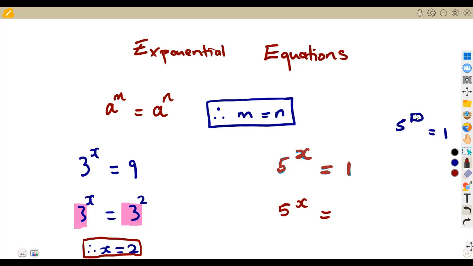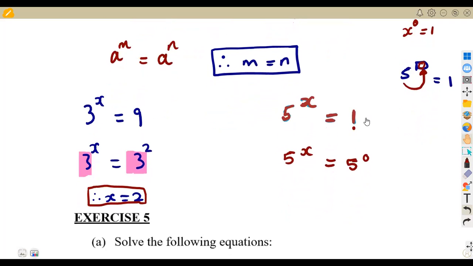Is it going to be 1? Is it going to be 2? Is it going to be 3? No. So this one must be a 0. Remember, any number, when raised to the exponent of 0, gives us a 1. So 5, when raised to the exponent of 0, gives us a 1. So meaning to say, this one, I can write it as a number in base 5, because I want this to be the same, but now to the exponent of 0.